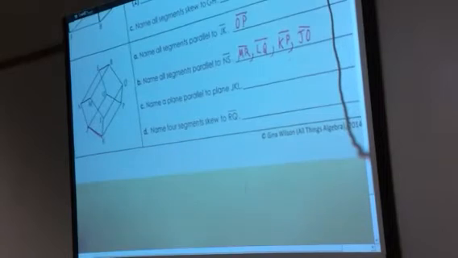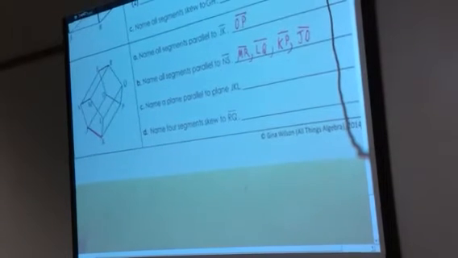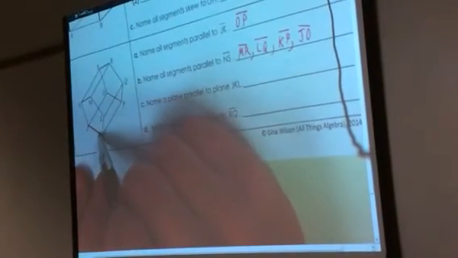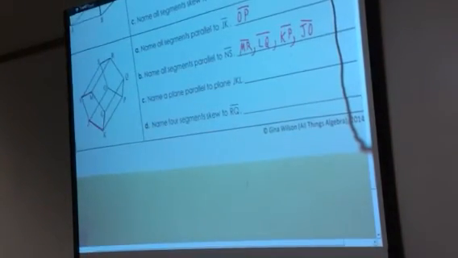C says name a plane parallel to plane JKL. First of all, I need to figure out which one that is. And remember, it will just use 3 letters, but it's talking about the entire side. So if I look at JKL, they're all on this front pentagon side, right? Well, the front would be parallel to the back, right? So my parallel plane is going to be on the back.